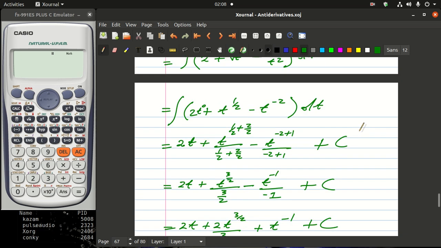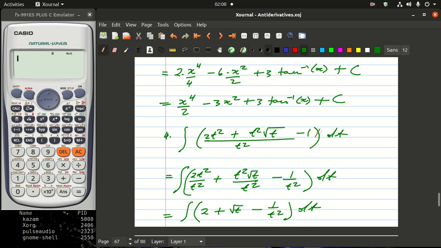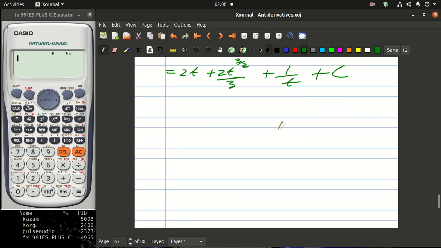Some other people, because we have a square root in the given equation, want you to have a square root if it's possible. So we'll end up having 2t plus 2, and then the square root of t to the power 3 over 3 plus 1 over t plus a constant of integration. Some people will actually want you to end up having that.